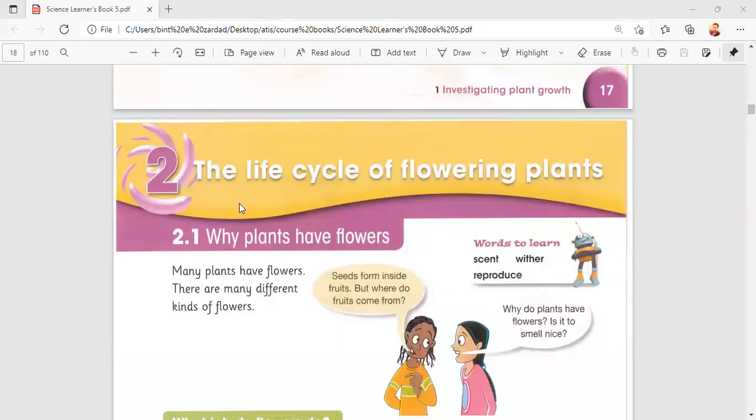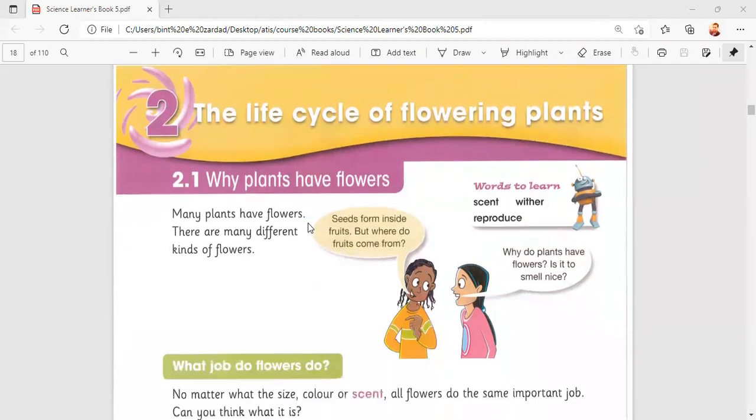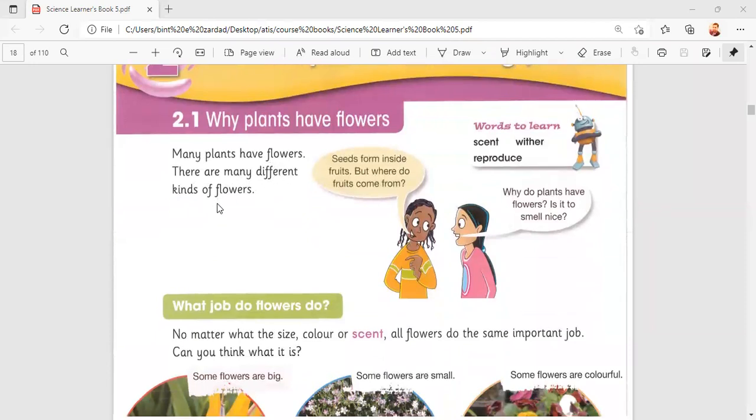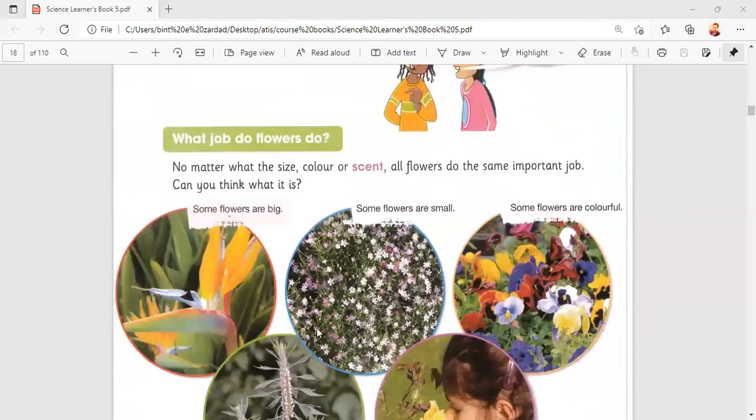Hello everyone. Today we revise Unit 2, Grade 5 Science Learner book, The Life Cycle of Flowering Plants. In this unit we have different lessons. Lesson number 1: why plants have flowers. What's the reason why plants have flowers? Many plants have flowers. There are many different kinds of flowers. You can see different flowers here.